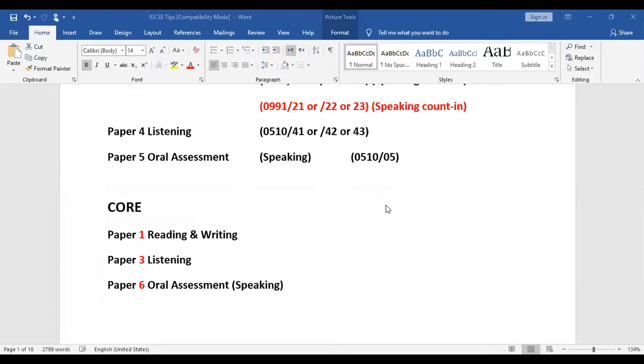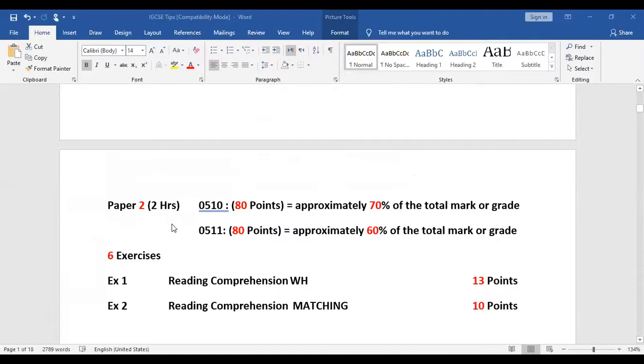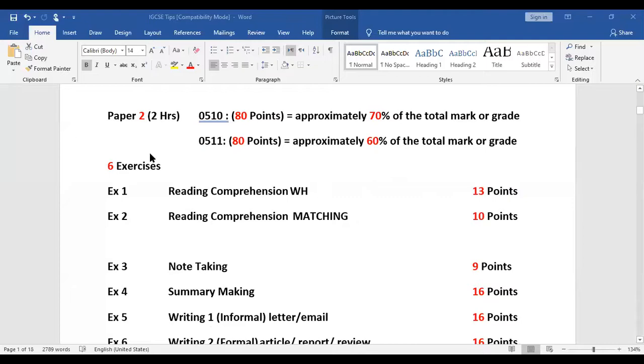If we look at paper two here. As you can see, paper two, reading and writing, representing either 6% of your total mark in 0511 or 70% in 0510, will have six exercises. You have exercise one, reading comprehension, and this is out of 13. You are given a text followed by some questions, WH questions, why?